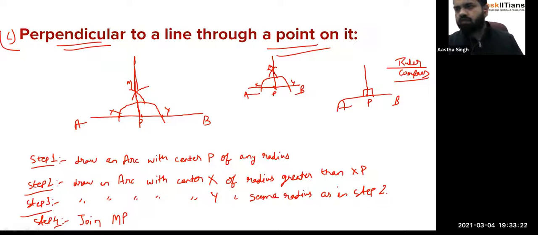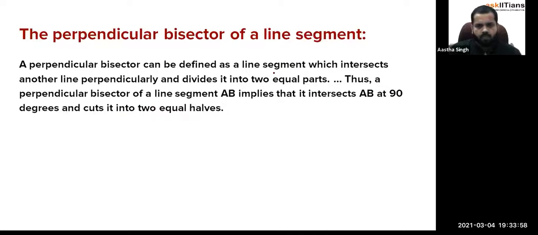So we have discussed two things: a point on it and a point not on it. The point not on it means it is an external point. Clear, guys? So we'll now study the perpendicular bisector to a line segment.